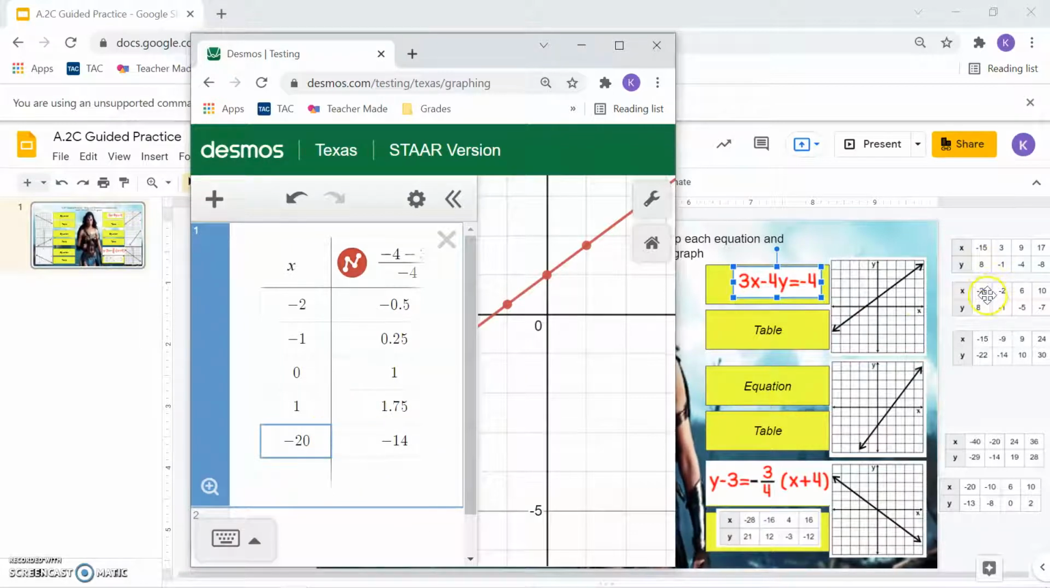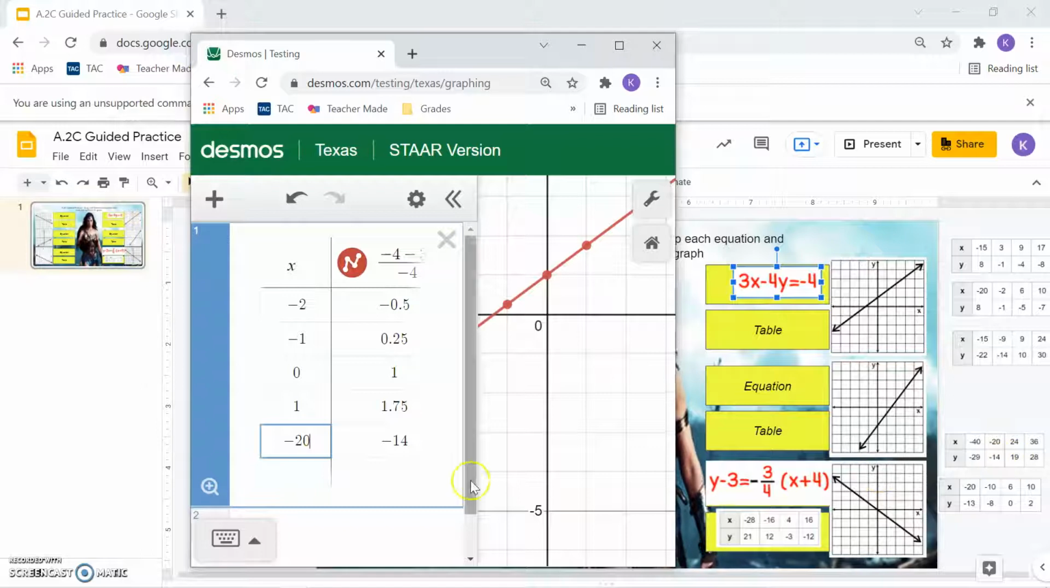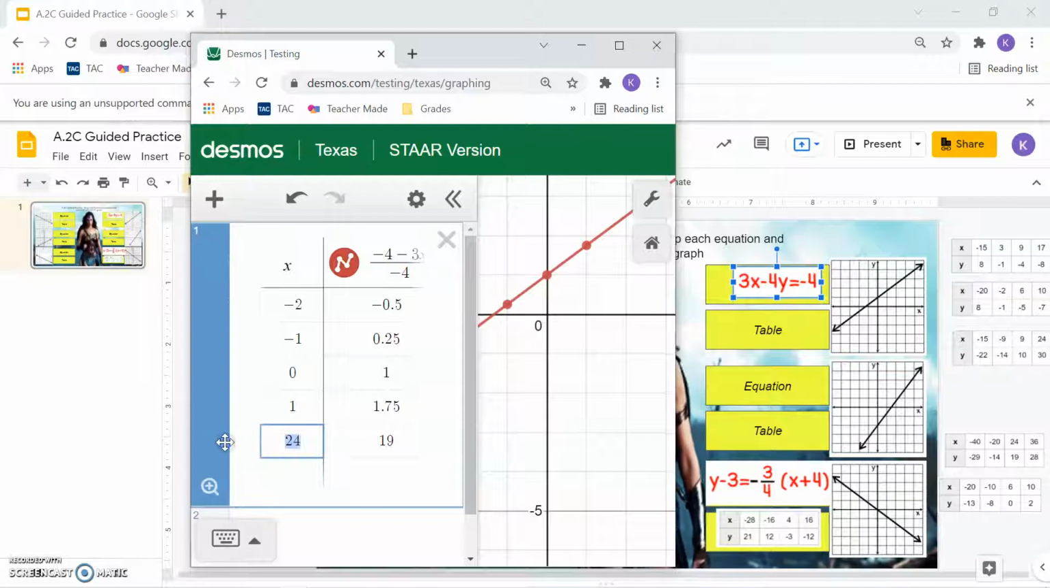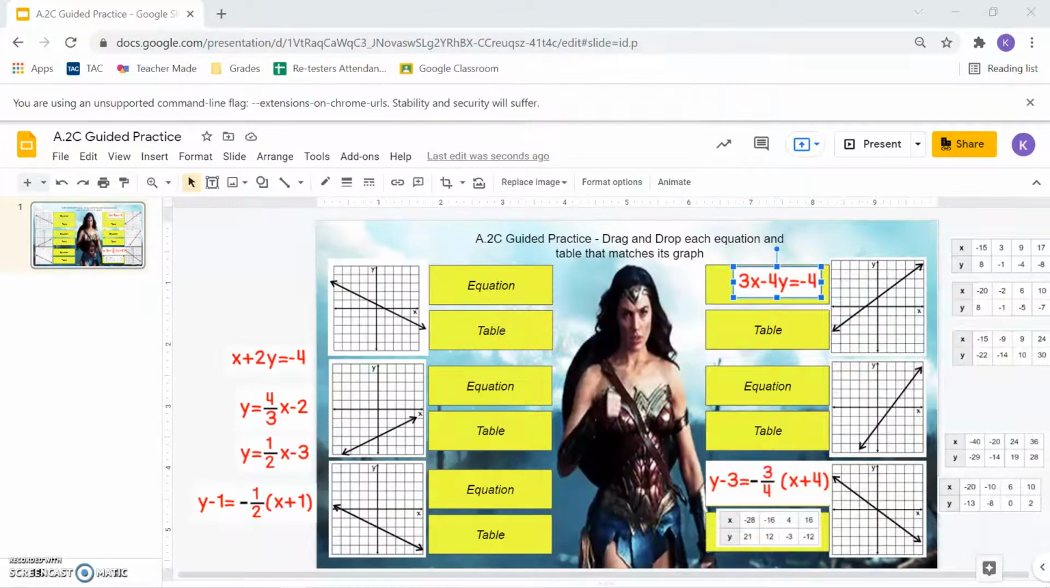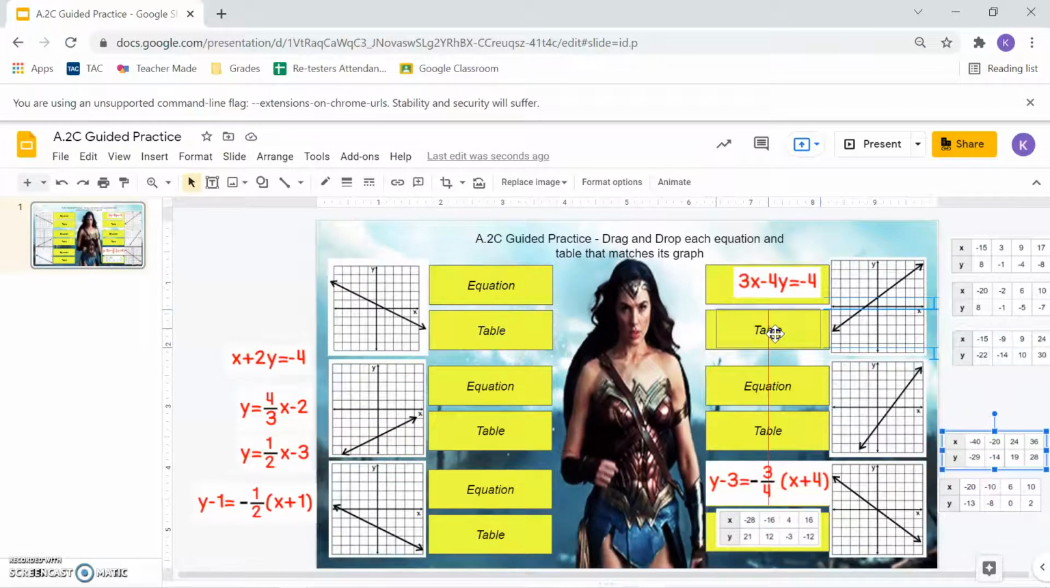How about negative 20? Let me put negative 20. That is negative 14. This is not 8 because it's positive 8. And there's another negative 20, which is a negative 13, and that's off. So the only one that's left is this one, which is negative 40, which is negative 29. And then I have negative 20, which is negative 14. I have positive 24, which is 19, and 36, 28. So see how all these match that equation? So I just get this one right here and I drag it over to where it says table.